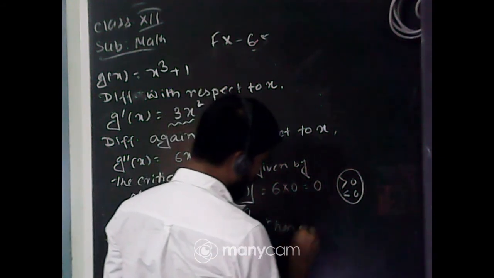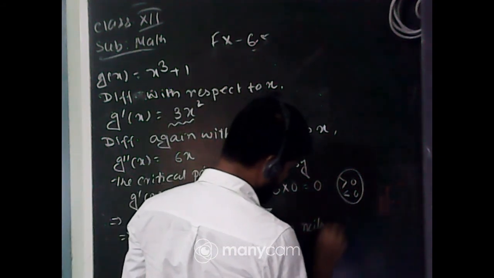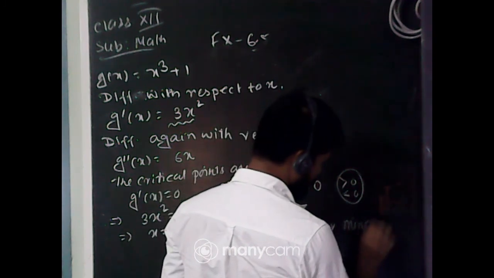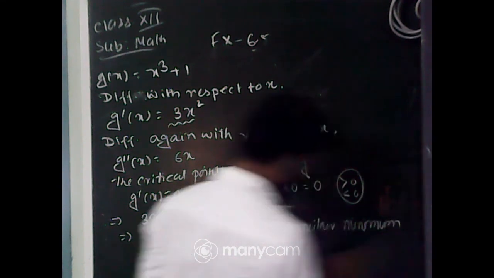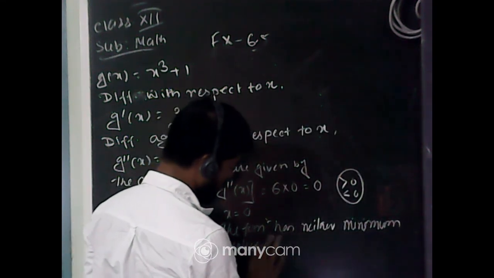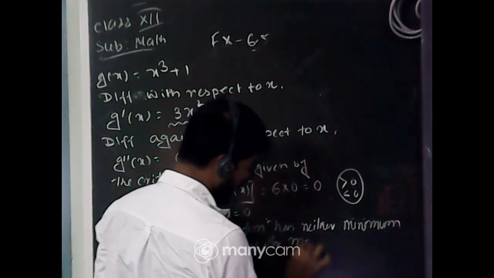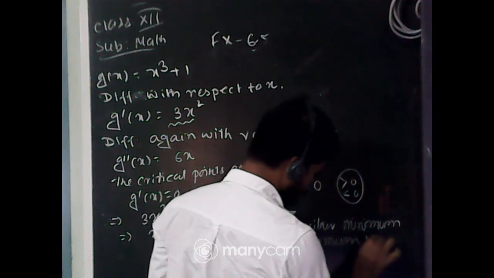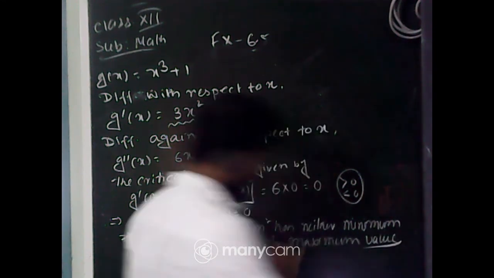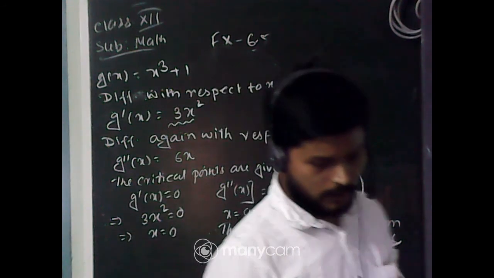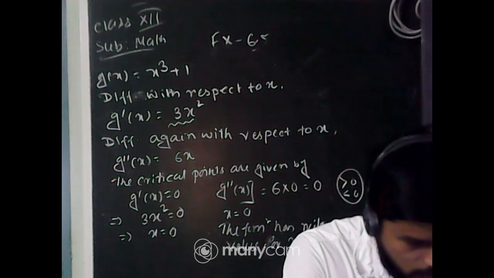So in that case we can say that the function has neither minimum value nor maximum value. So the function has neither minimum value nor maximum value. So this question is completed now.